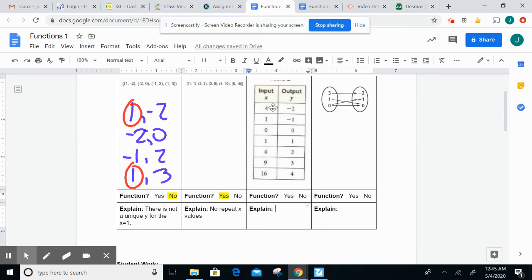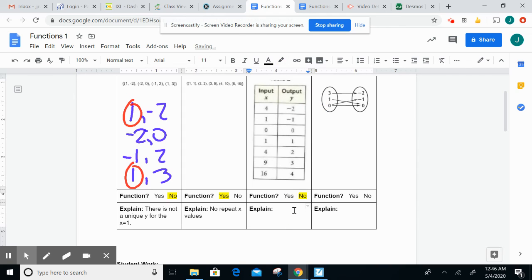All right, now on a table. Bunch of different stuff: 4 goes to -2, 1 to -1, 0 to 0, 1 to 1, 4 to 2, 9 to 3, 16 to 4. There are two problems I see here. 4 goes to -2 and 2. That's enough of a problem, but also 1 goes to 1 and 1 goes to -1. So that means that each x does not have its own y. In fact, some of these x's have two y's. So is it a function? Answer is no.